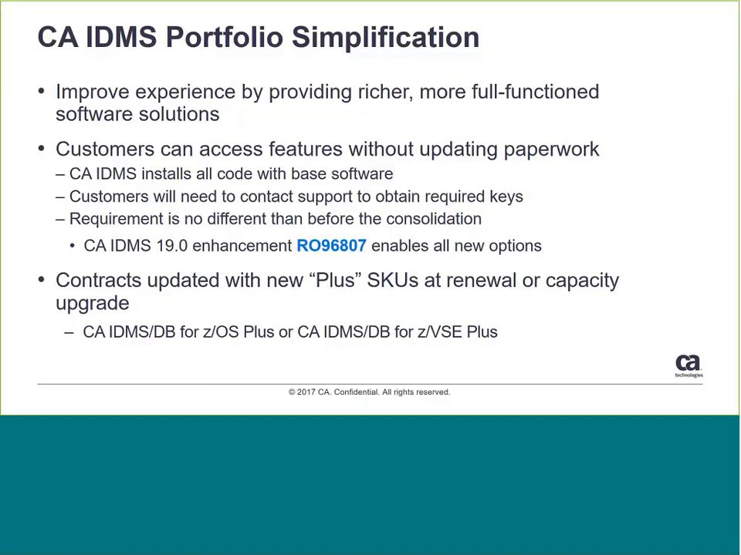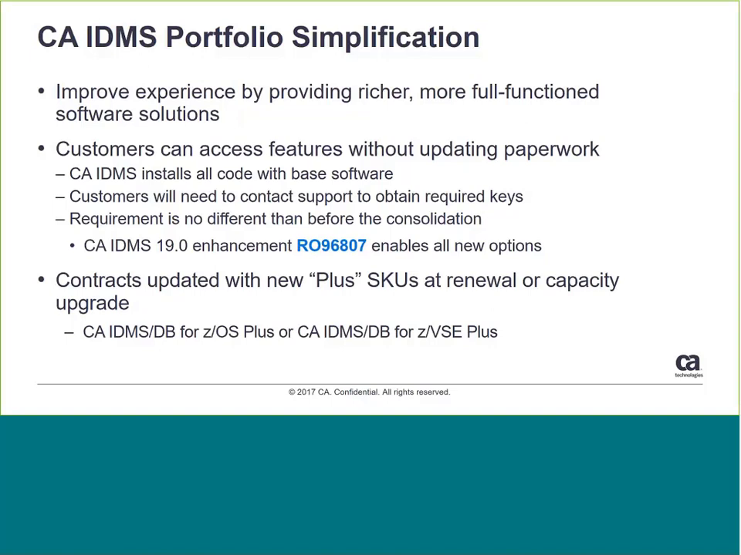To make this process easier for you, you can access these features without updating any paperwork, and because IDMS has included the entire product set within the base software since 18.0, no additional downloads are necessary. From a license key perspective, if you're running 18.5, you will be required to contact support and obtain the license keys to install the options that you want to leverage. That shouldn't be a new process for anybody on the phone. I think you guys are all familiar with that process.